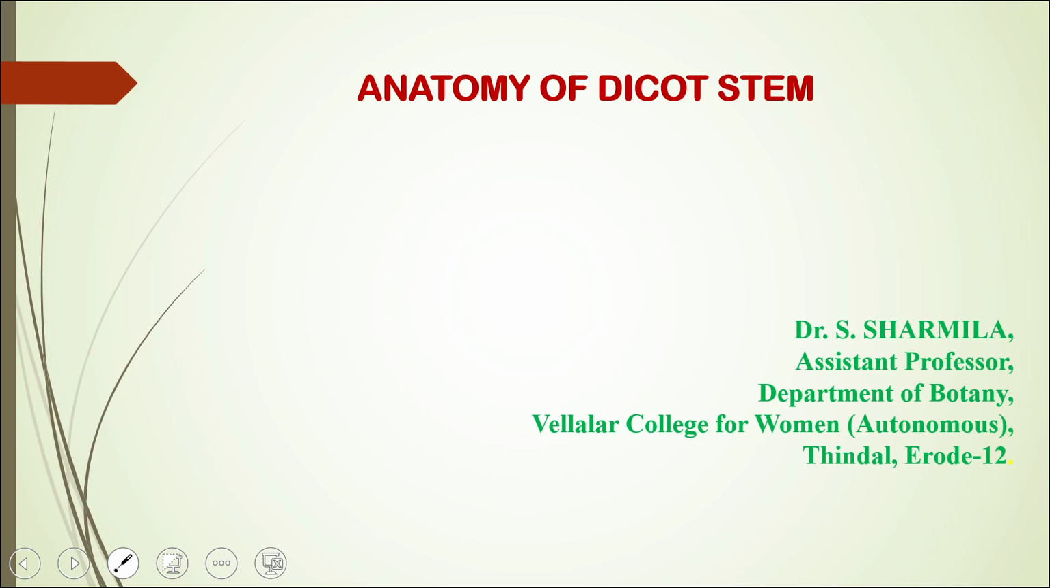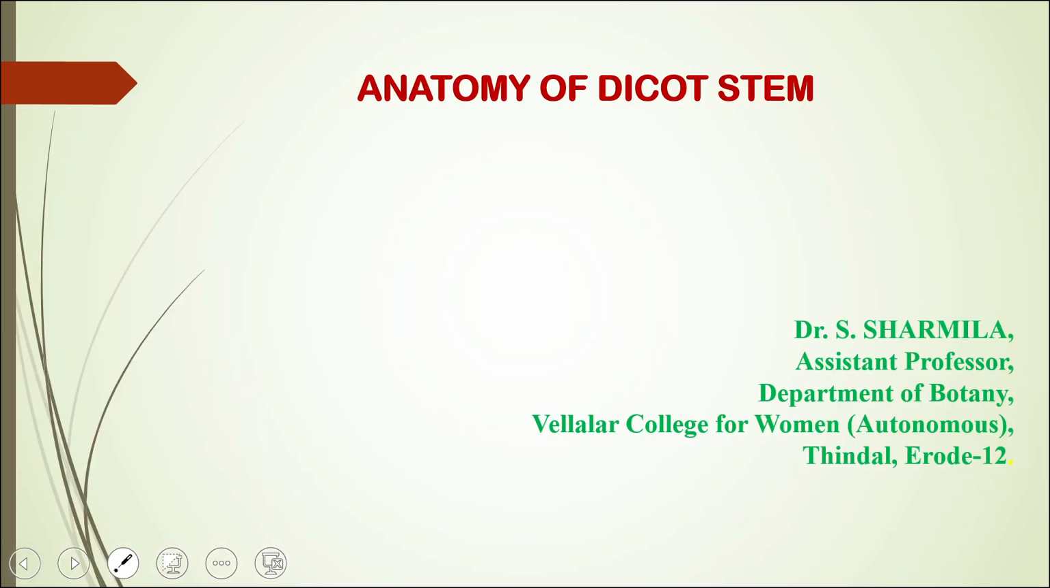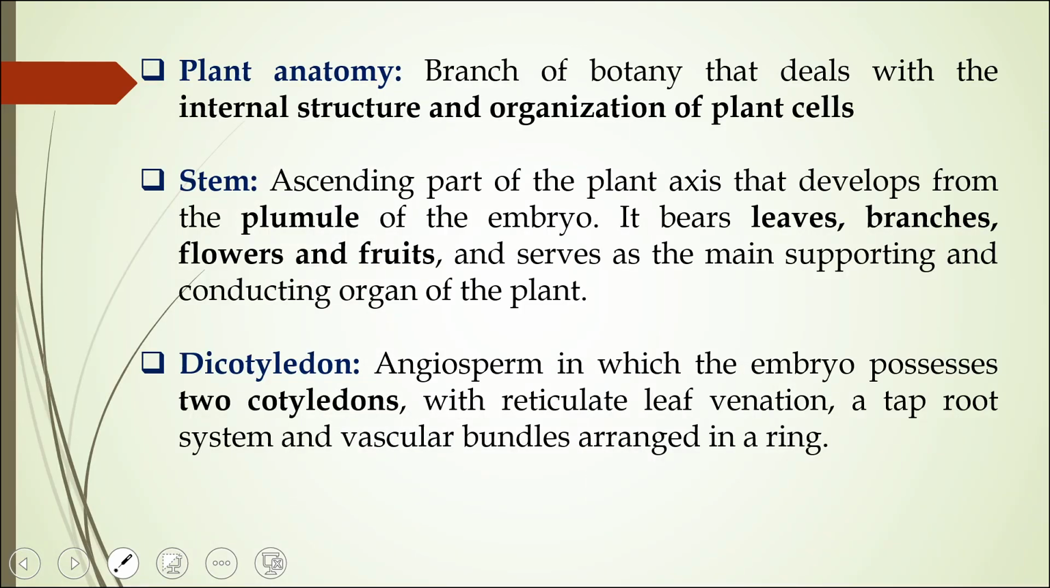Today we discuss the anatomy of the dicot stem. Before going to anatomy, we discuss what anatomy is. Specifically plant anatomy: it is a branch of science that deals with the internal structure and organization of plant cells.